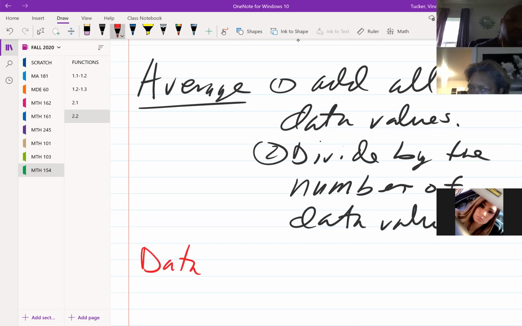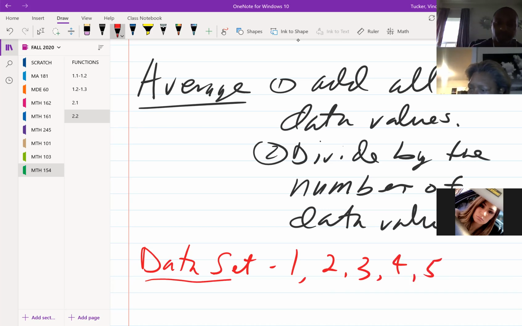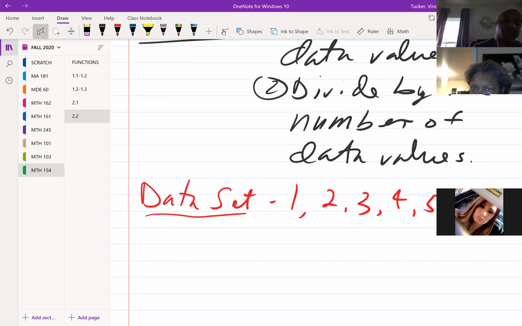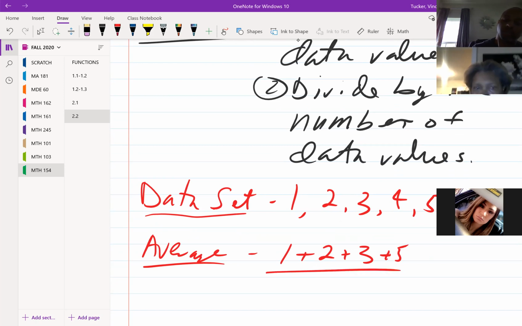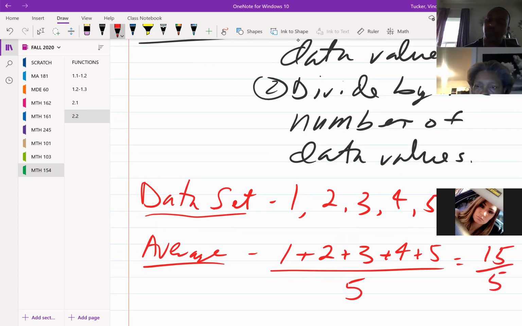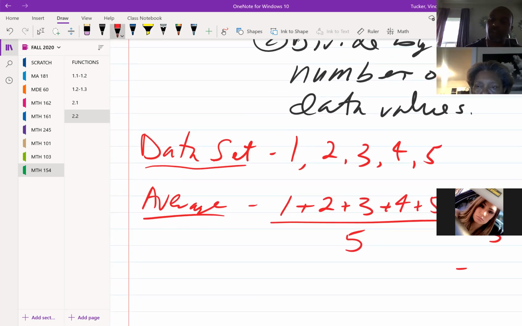So if I have a data set, one, two, three, four, five, those are my numbers. If I want to calculate the average, I would just add them all together. Divide by the number of data values, which is 5. So 15 divided by 5 is 3. So the average would be 3.